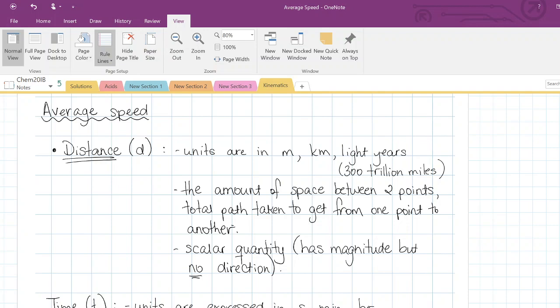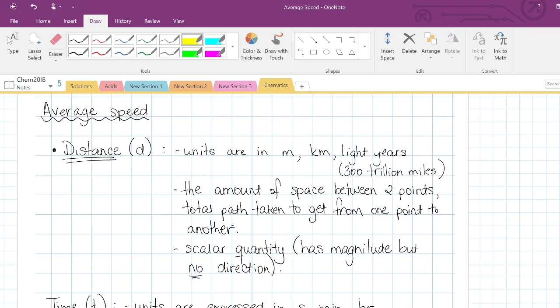When we talk about distance, specifically we're referring to the amount of space between point A and point B. One important thing to note is that distance is what we call a scalar quantity. That means the distance will have a magnitude, for example 35 kilometers, but it has no direction. We're not specifying which direction those 35 kilometers went. So it's not 35 kilometers due north, for example. We're just saying a person traveled 35 kilometers.